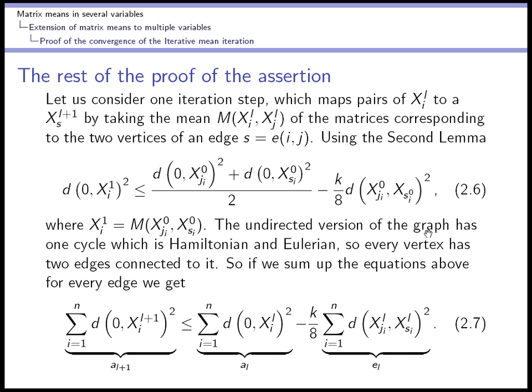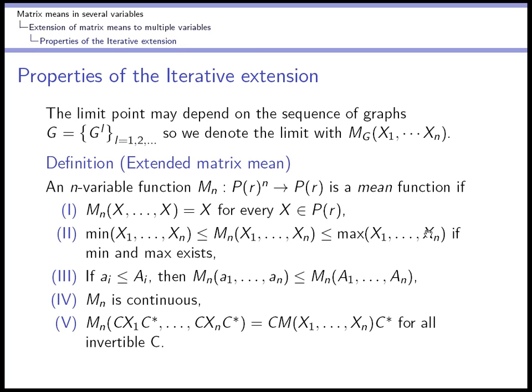So, we skip the proof. But what about the properties of this iterative mean? Well, the following five properties are fulfilled, of course, with respect to an infinite sequence of graphs, because it turns out that this mean is not permutation invariant, which means that the limit point may depend on the infinite sequence of graphs. But anyway, if we fix one infinite sequence of graphs, then the following properties will hold with respect to that infinite sequence of graphs.